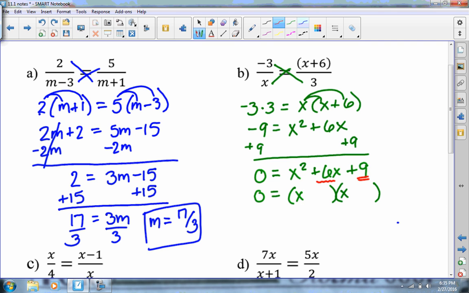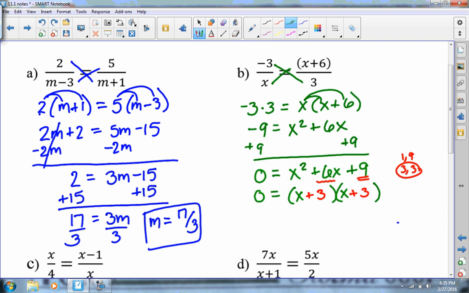And the factors of 9 that add up to 6, if you need to write them down, you could think the factors of 9 are 1 and 9, or 3 and 3. And the factors that will add up to 6 are going to be 3 and 3. So I need a 3 here and a 3 here. And I'll need them both to be positive, so that way they add to 6 and multiply to a positive 9.